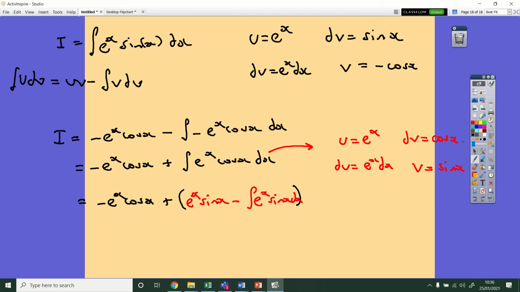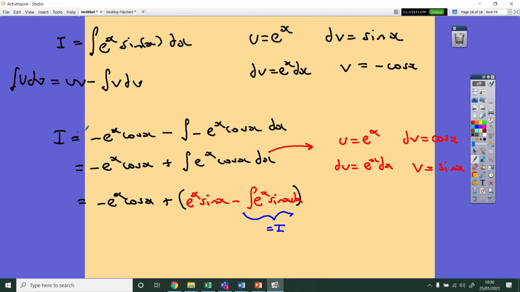Okay, right, let's take a moment to consider what we've got now. So now I've got a term over here that's worked out, another term here, and then also this term on the end here, you'll notice is the exact same as the I that I'm trying to work out at the beginning anyway. So we've now got to recognise that this part here is equal to I.